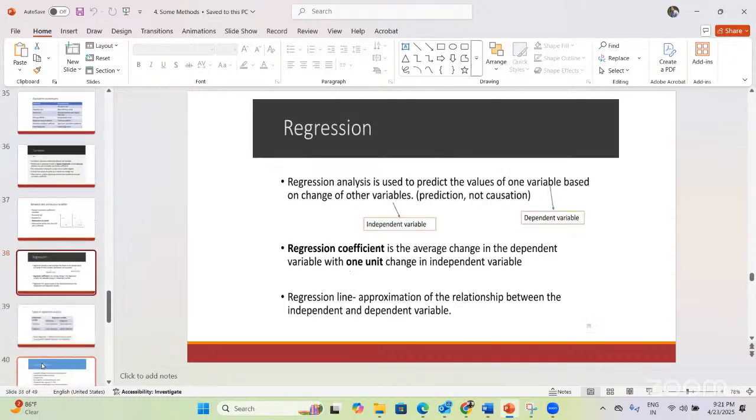That is regression. It is the last step of our analysis, meaning how the independent variables affect the outcome, that is, the dependent variable. There are different kinds of regression methods. Next slide.